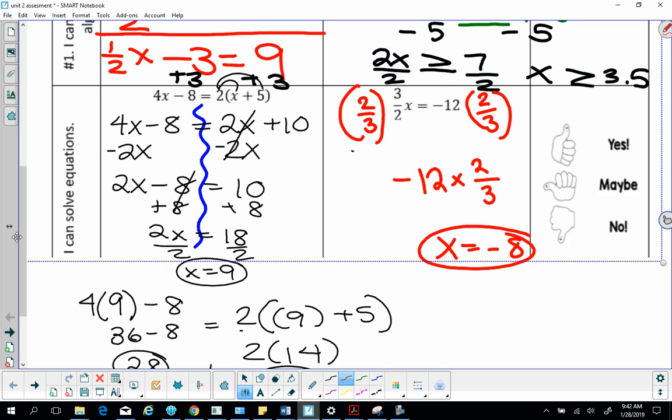So check off how you feel, if you got them right. Press yes, maybe, or no. You can also check your work by plugging in your answer choice. So putting this into your calculator, you should get negative 12.